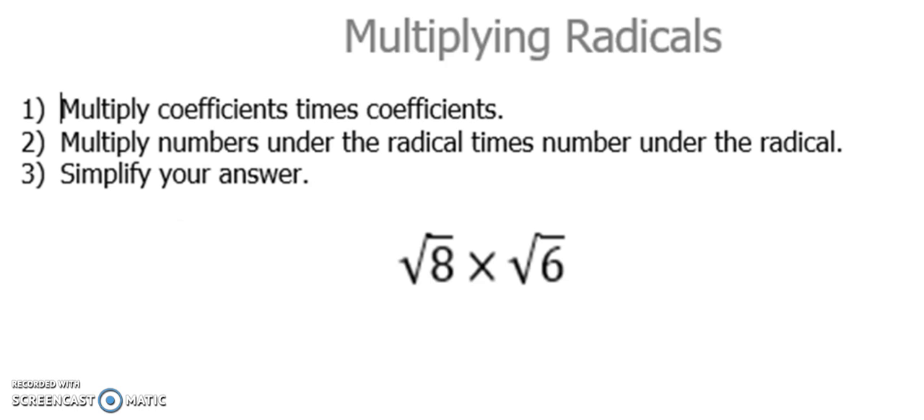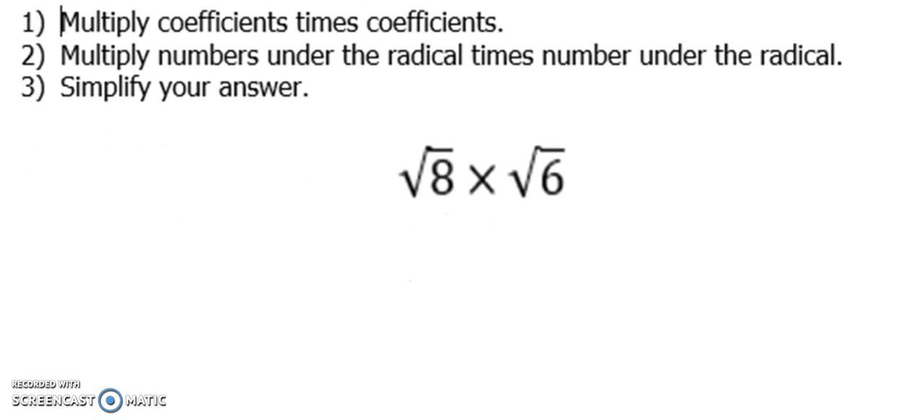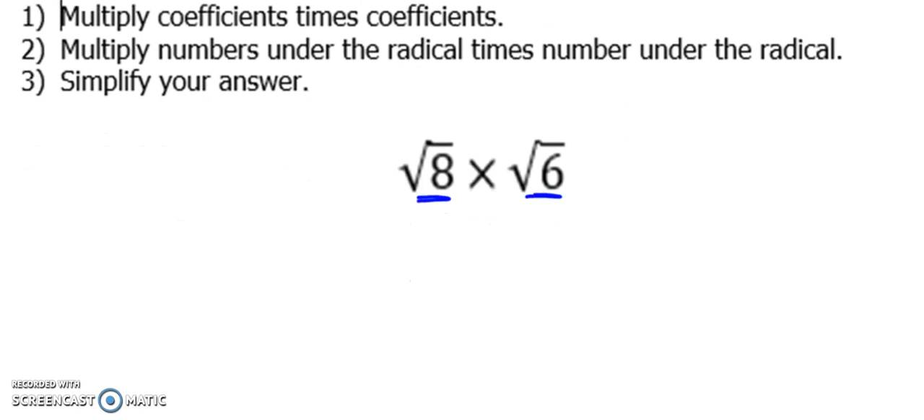So if I look at my first problem, I don't have any coefficients besides 1, and I have two numbers under the radical. So I'm going to multiply them, and since they're under the radical, I'm going to keep them under the radical. Well, if I do that, I get 48. Now I can simplify it down.